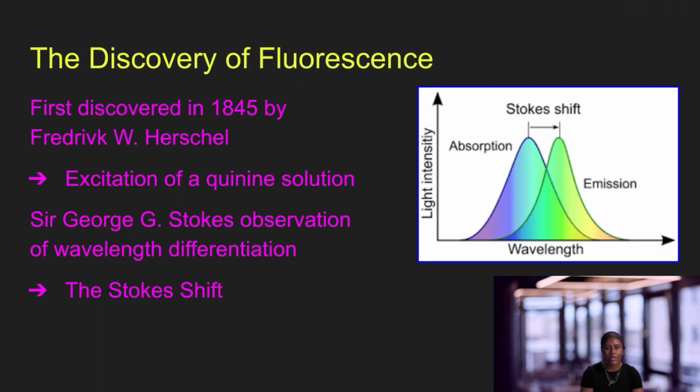So now I'm going to be going over the discovery of fluorescence, or specifically the history behind it. The discovery of fluorescence dates back to 1845, and the scientist Frederick W. Herschel was working with a solution of quinine, which is a compound that's found in water. When light was shined on the solution, it emitted a faint glow, and this was the first time that fluorescence was observed.